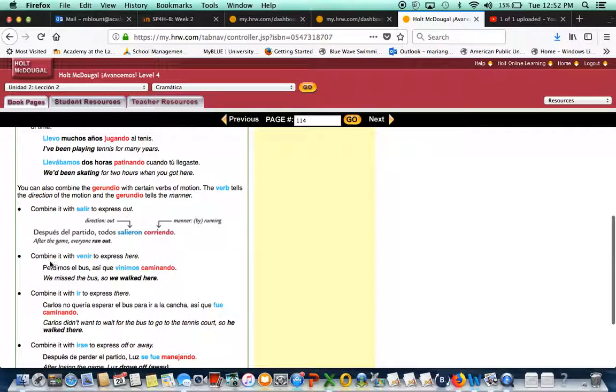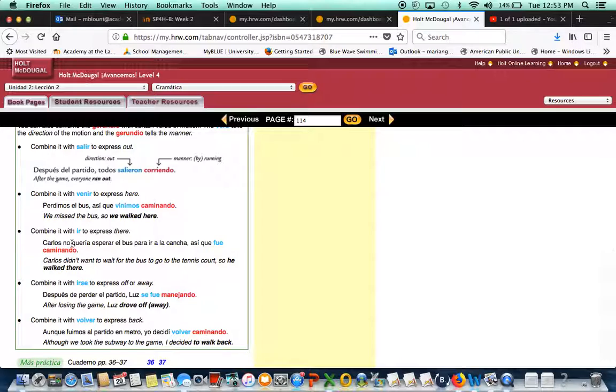Okay, and then when you have venir, which is to come, with the gerundio, you are expressing here, pedimos el bus, así que vinimos caminando. All right. So this is how you arrive to that place, all right? It's pretty much similar to salir. That one is how you left the place, and this one is how you arrived to that place. By walking, by driving, by running, by a ride, okay?